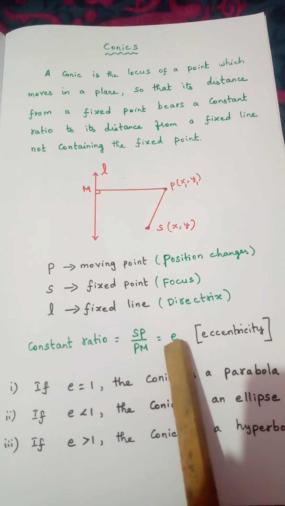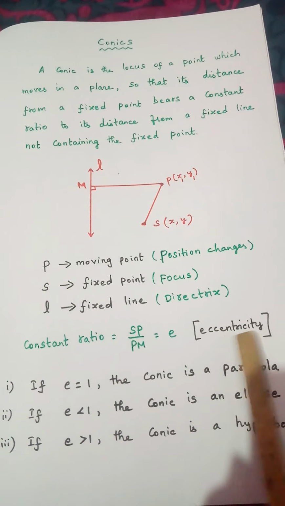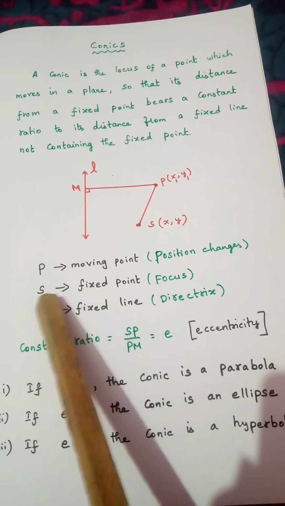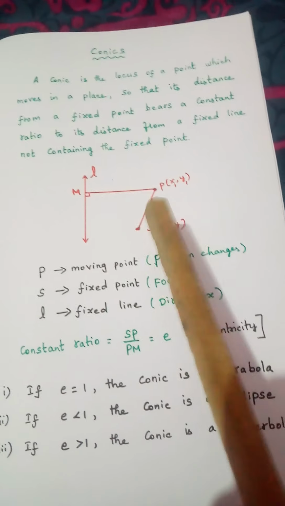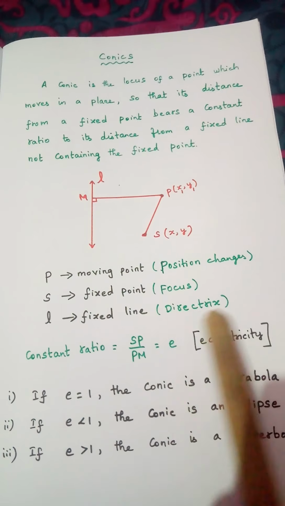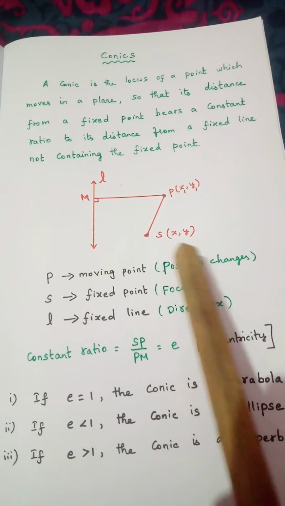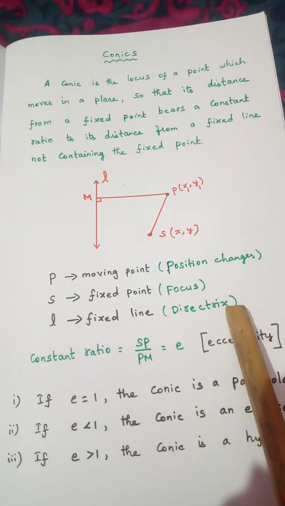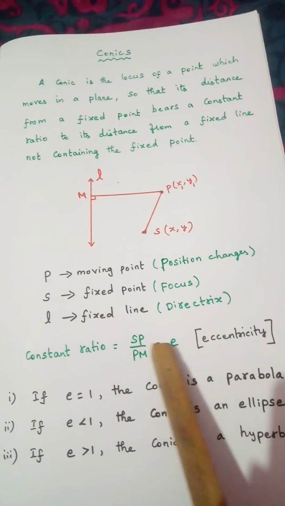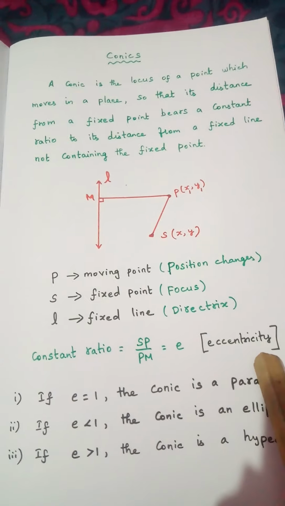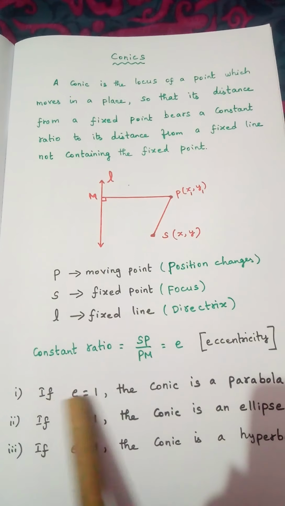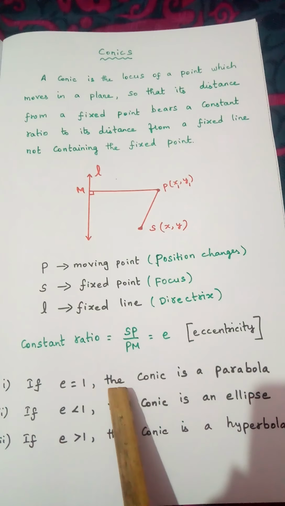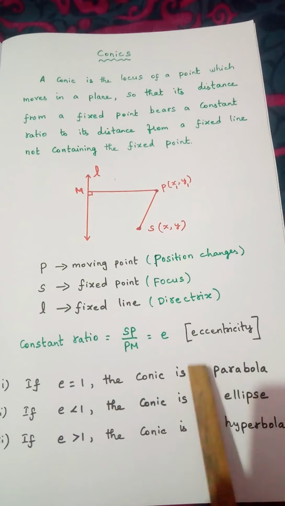This fixed ratio E is given the name eccentricity, and the fixed point S is called the focus. The fixed line L is called the directrix. I repeat, the fixed point is called focus, the fixed line is called directrix. This constant ratio is called eccentricity. Suppose this constant ratio E is equal to 1, then the conic obtained is a parabola.